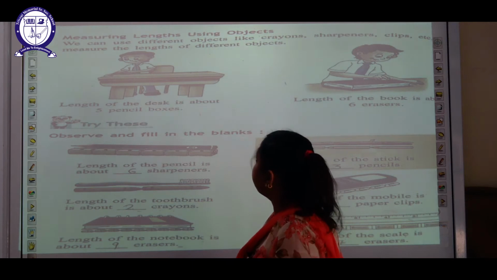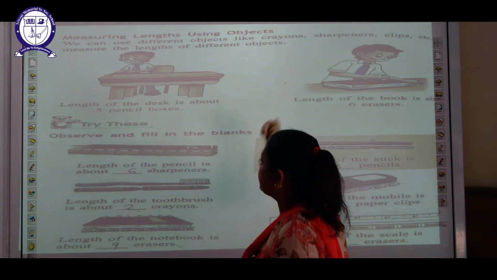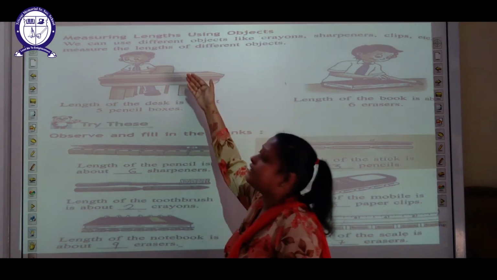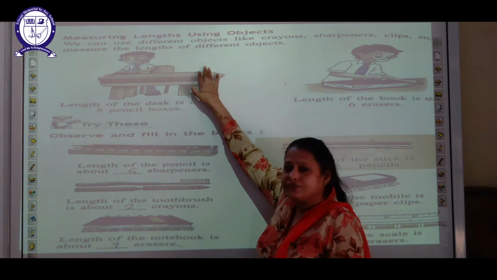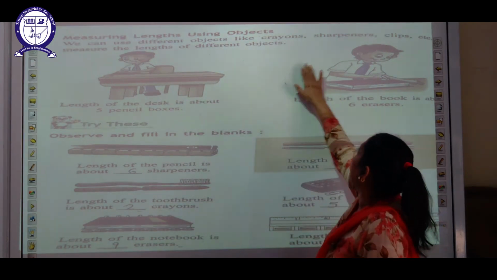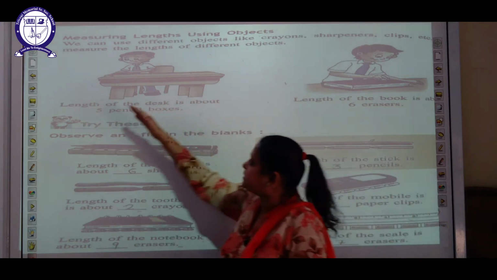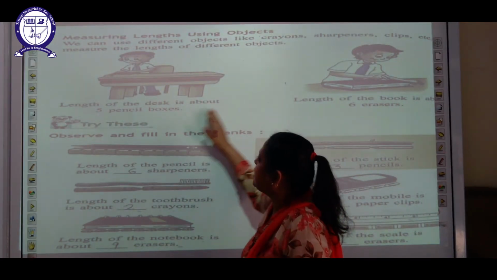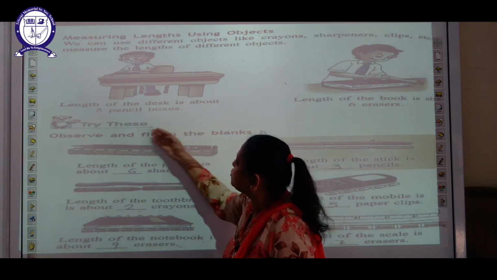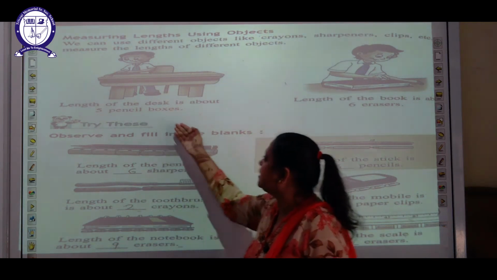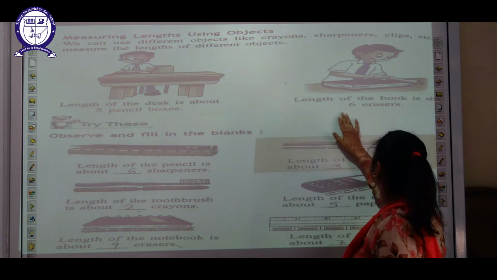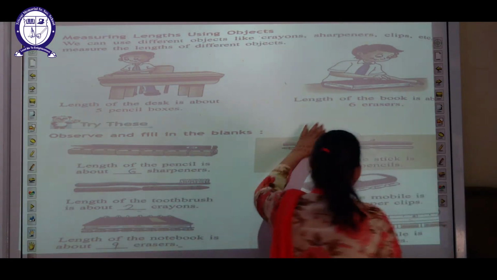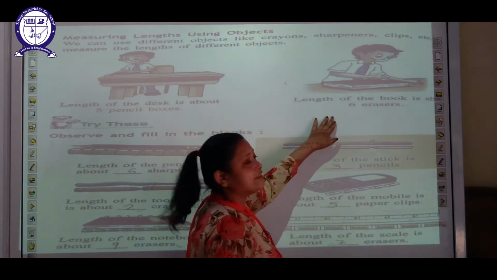In this, students, measuring lengths using objects. We can use different objects, like crayon, sharpener, clip, etc., to measure the lengths of different objects. Length of the desk is about 5 pencil boxes, and length of the book is about 6 erasers.